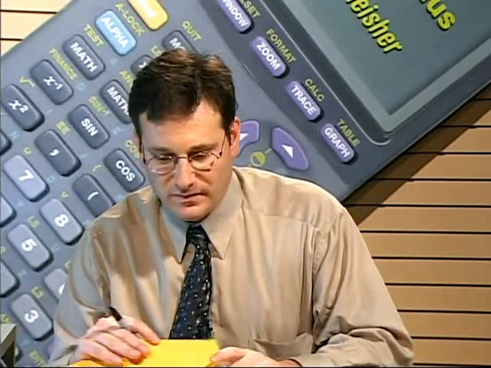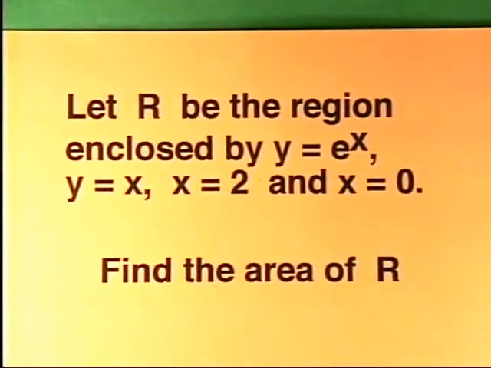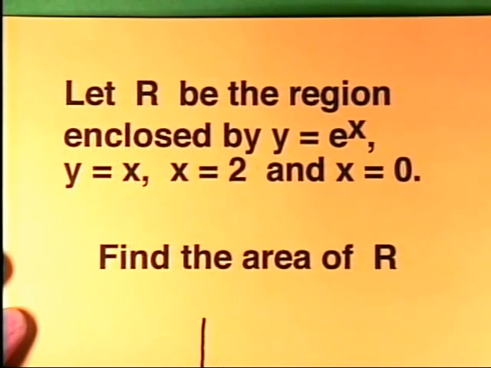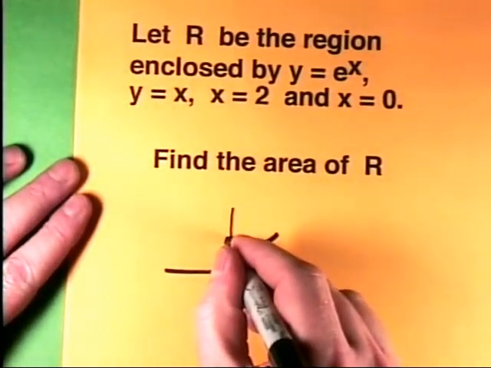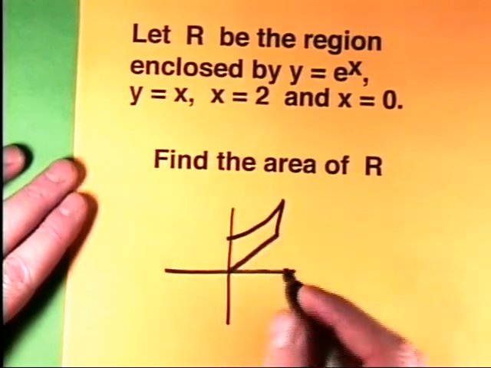What'd you do in class today or yesterday? Today we did area of a region between two curves. Are you ready to try one of those problems? Yes, sir. Okay, here you go. Let R be the region enclosed by y equals e to the x, y equals x, x equals 2, and x equals 0. Find the area of R. Could you graph them? Okay, we graph them, right? So y equals x looks like that, and y equals e to the x looks like this. So we want this region right here.